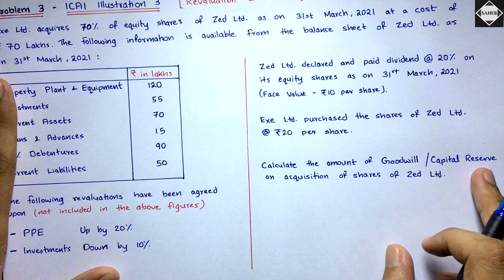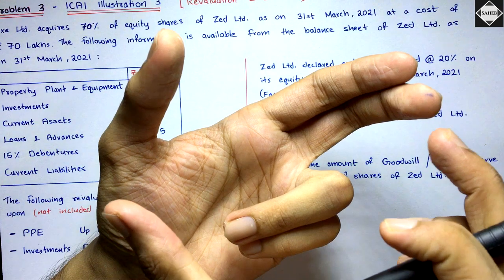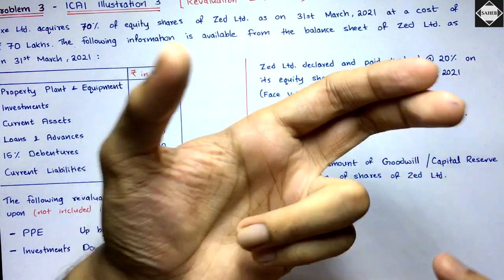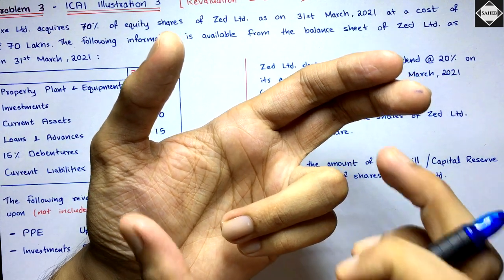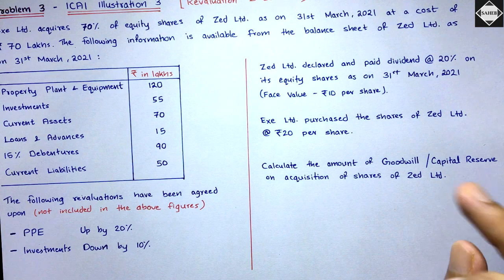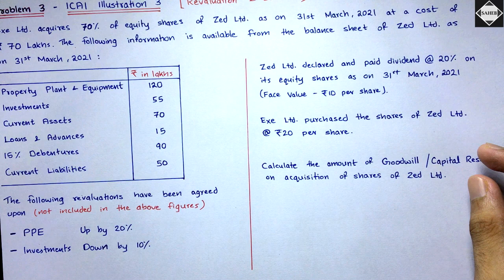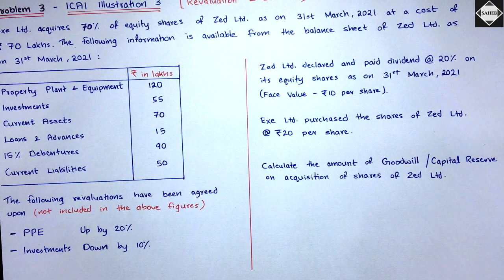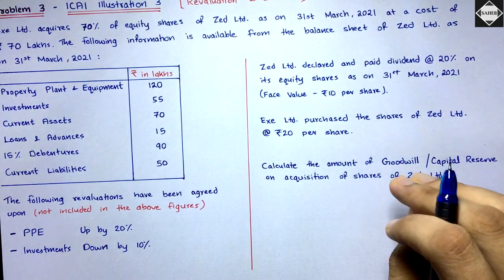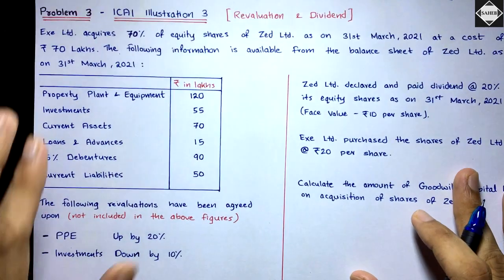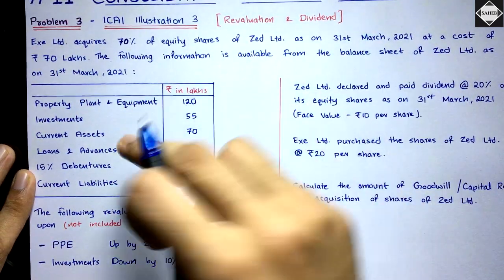How do you calculate goodwill or capital reserve? In working note number 2: cost of investment minus pre-acquisition net assets. That's what you do, right? Cost of investment minus the net assets of the subsidiary that are owned by the holding company on the date of acquisition, and you calculate goodwill or capital reserve. If it's a positive amount, then that's goodwill. If the resultant figure is a negative amount, then that's capital reserve. But here, how will you calculate net assets on the date of acquisition? To do working note number 2, you will use the assets minus liabilities approach, because in the question assets and liabilities on the date of acquisition are given.